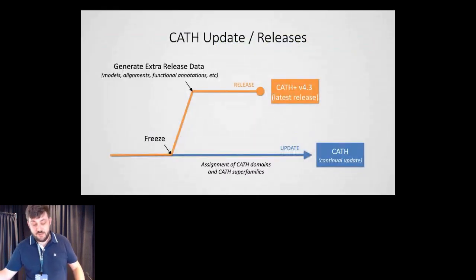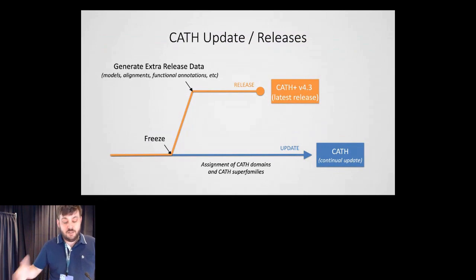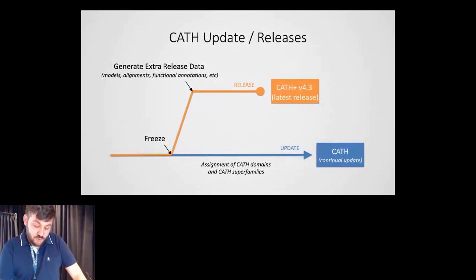So CATH has two types of releases. One is a continuous release that is updated weekly, and we fetch protein structures from the Protein Data Bank, and then we chop them and classify them into superfamilies. You can access the latest up-to-date annotations from CATH every week. But once every 2 years, we freeze this process, and we generate a whole lot of extra release data, such as models, alignments, functional families, functional annotations, and so on. The latest release, from 2019, is CATH 4.3.